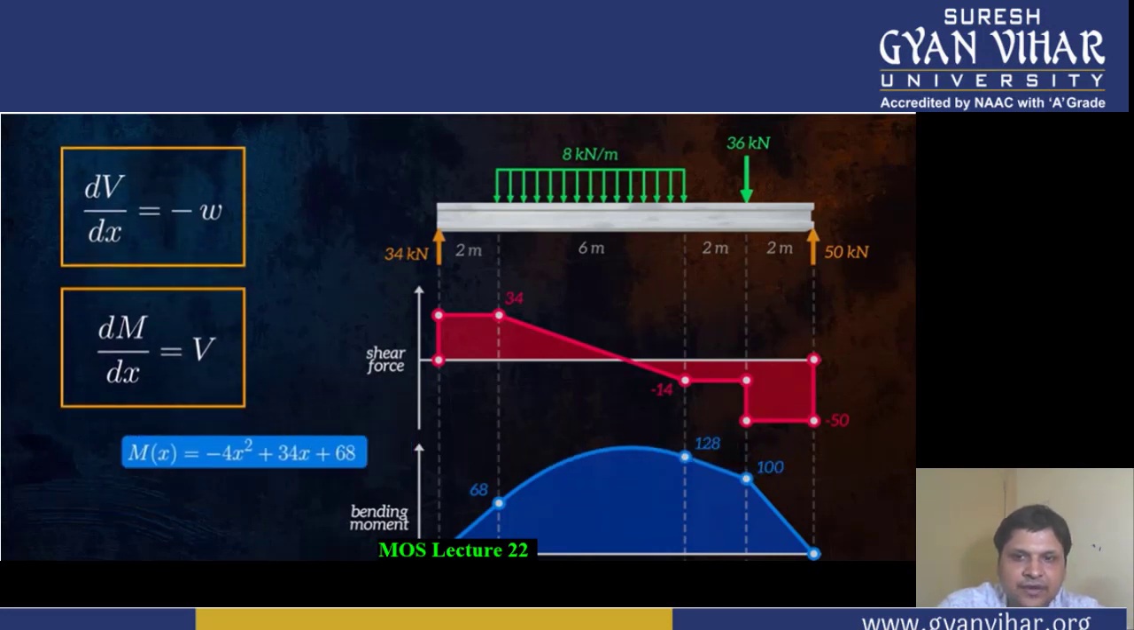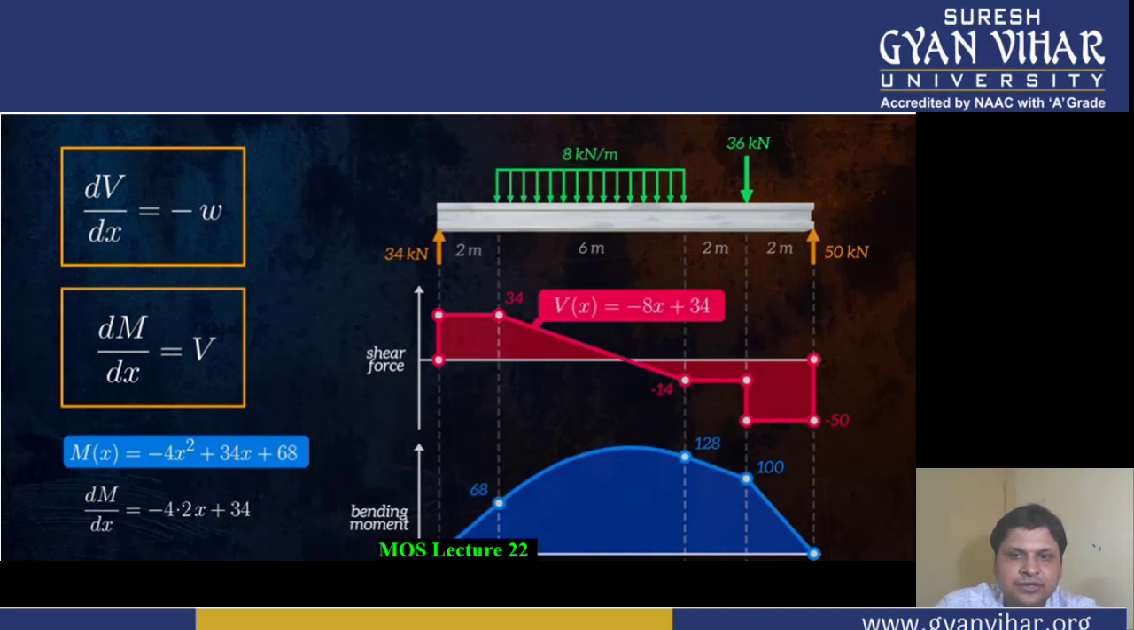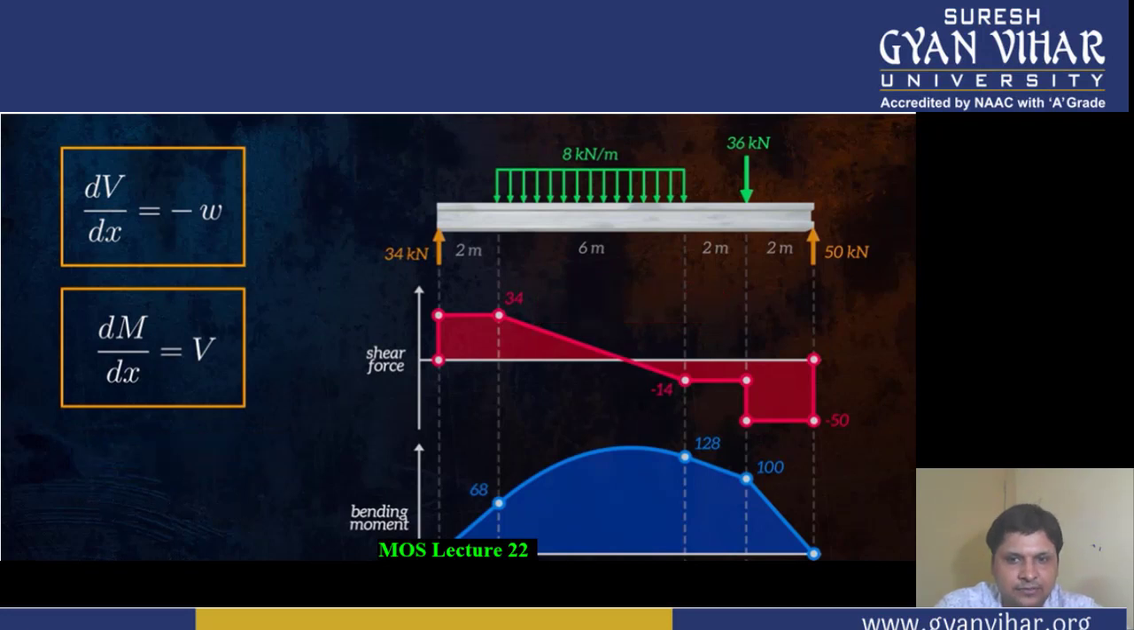If we differentiate this equation, we get minus 8x plus 34, which based on the dM over dx equation above, we now know is the equation for shear force in this section of the beam. If we differentiate again, we get minus 8, which is the equation for the distributed force. This is a great way to check your shear force and bending moment diagram.